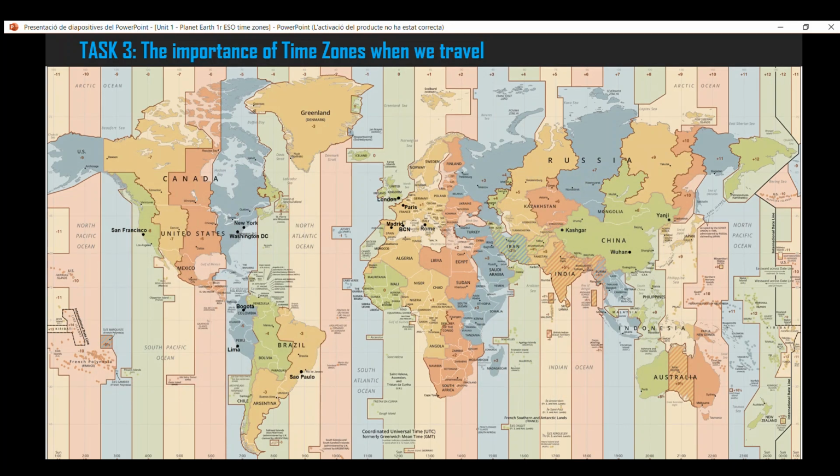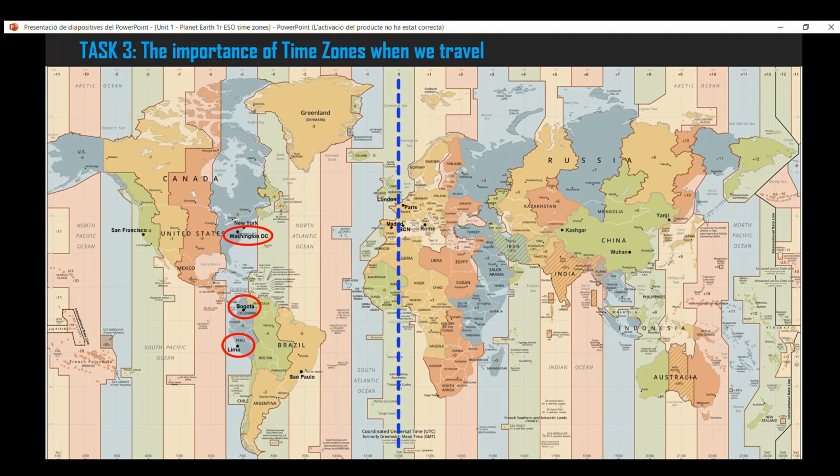Bear in mind that it is the same time everywhere inside a time zone. In this map, every time zone is represented by a color. So, for example, Washington, D.C., the capital city of the US, has the same time zone as Bogotá in Colombia or Lima in Peru.